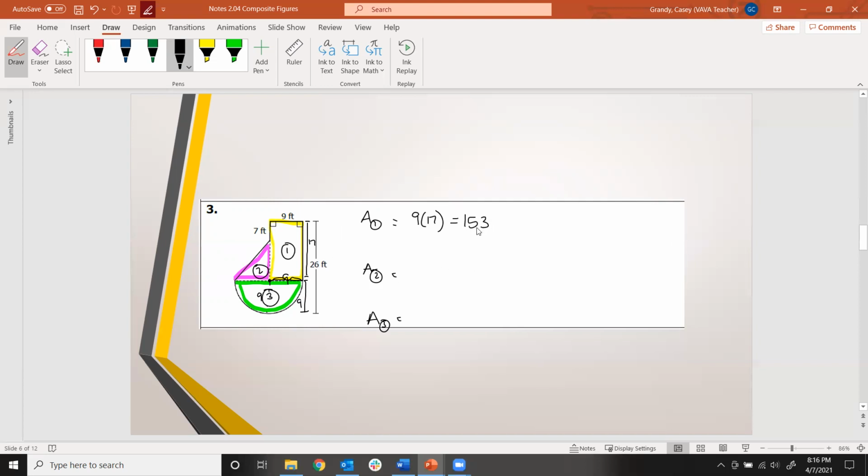If you didn't get 153, you got something else, you might want to go and fix your total area, or wait until I go over 2 and 3 and then fix it at the end.